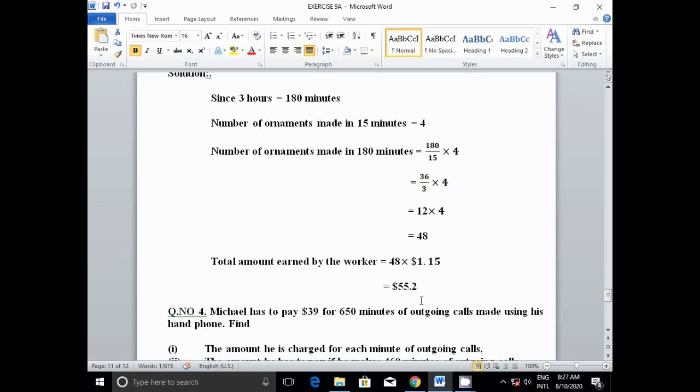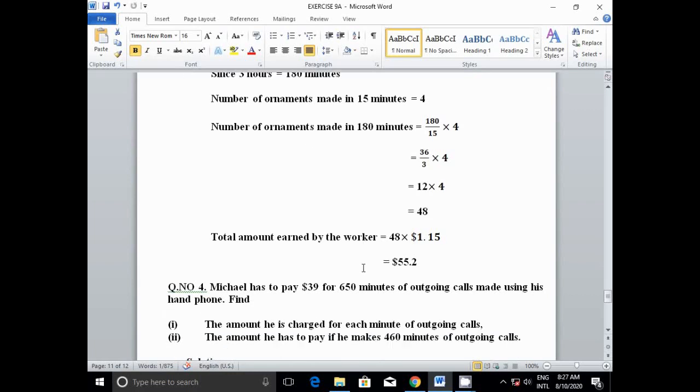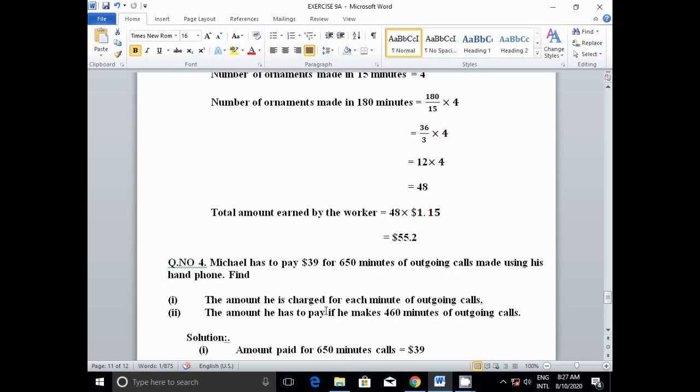Next, question number 4 from exercise 9b. Michael has to pay $39 for 650 minutes of outgoing calls made using his handphone. Find the amount he is charged for each minute of outgoing calls. And then in the second part of this question, we have to find the amount he has to pay if he makes 460 minutes of outgoing calls.